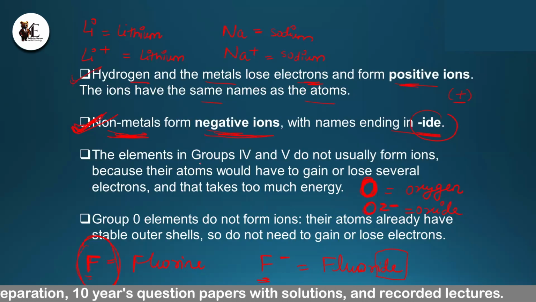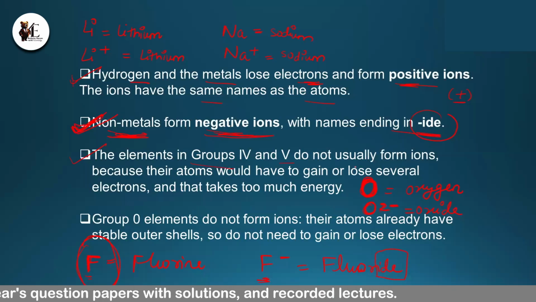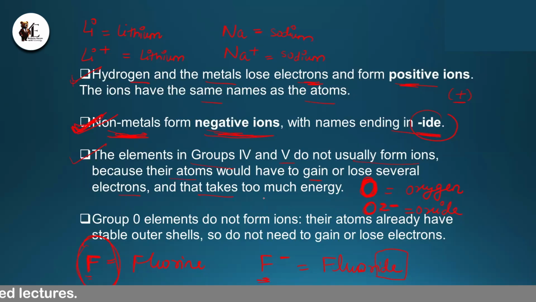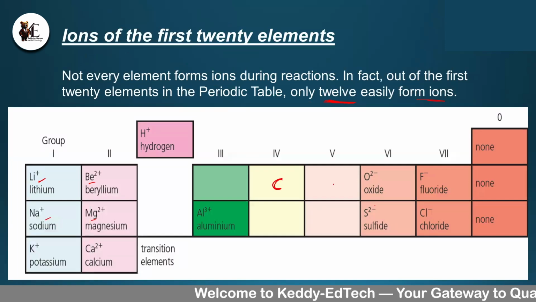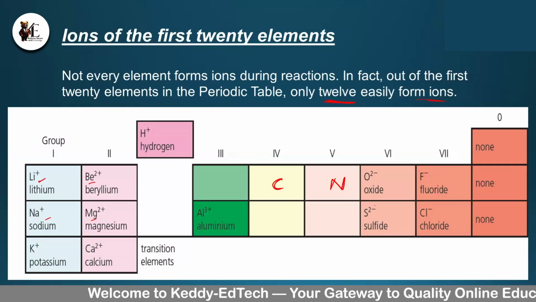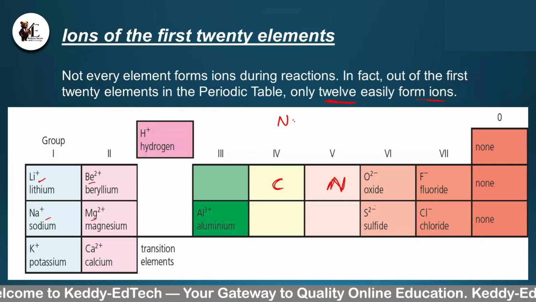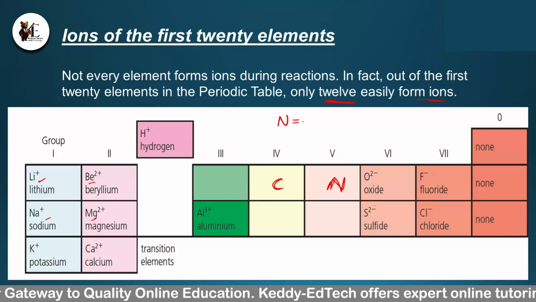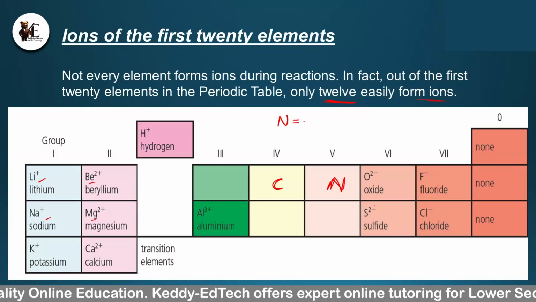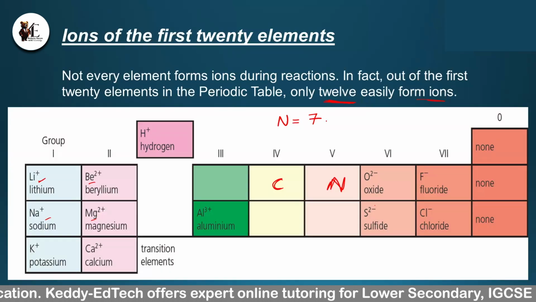The third point says the elements in group 4 and 5 do not usually form ions because their atoms would have to gain or lose several electrons, which requires a large amount of energy. So it is not very easy to gain or lose electrons. For example, see here, elements of group 4 and 5: here we have carbon, here we have nitrogen. What is the atomic number of nitrogen? 7. Yes. And tell me the electronic configuration.